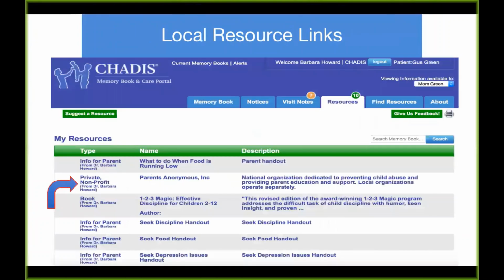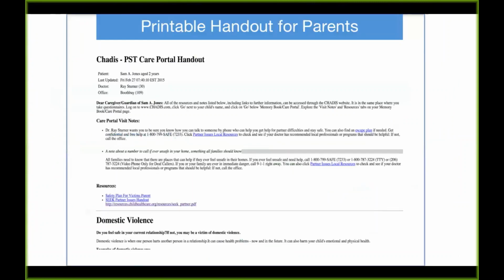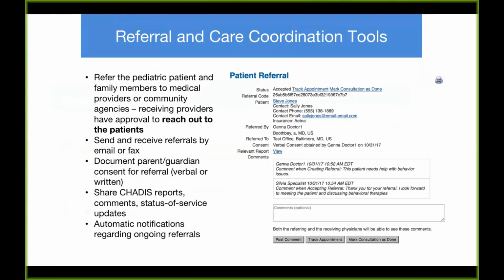Now, we have a variety of other things in the resource database. Here, for example, is a national parent support program called Parents Anonymous. When they click on it, they can see the address, phone number, and website. Everything can be printed out as a handout in English or Spanish, as well as being available online.